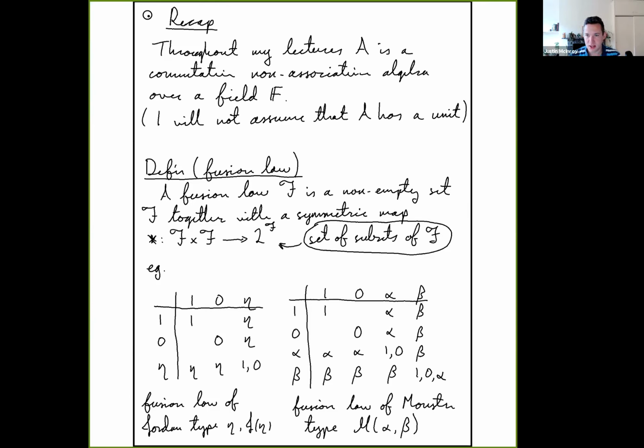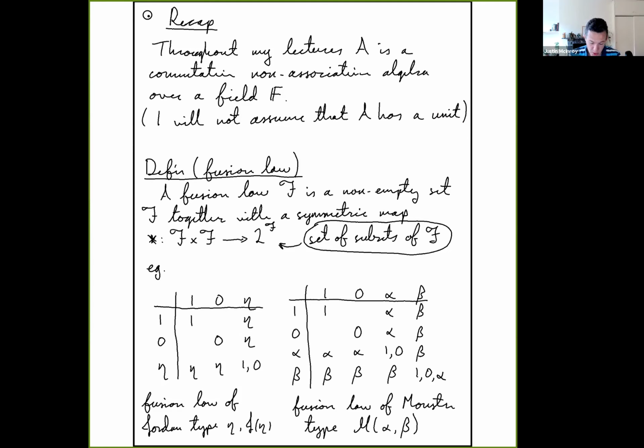I'm not sure I said last time, but I should have said that throughout my lectures, A is always going to be a commutative non-associative algebra over a field F. I'm not normally going to make any assumptions on the field F. It can be any characteristic, finite or infinite. Actually, a lot of the things I'm going to say hold over rings as well, but I'd rather stick to fields for this. I'm not going to assume that my algebra has any identity or unit. Yes, in general, it definitely won't do.